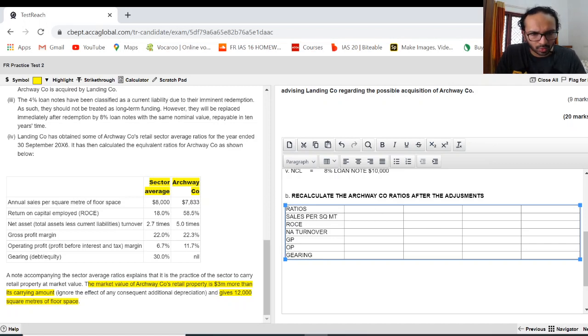So I'll write Archway's adjusted ratios here, which we are going to calculate. Archway's given ratios are already there, and the sector average is also given, right?